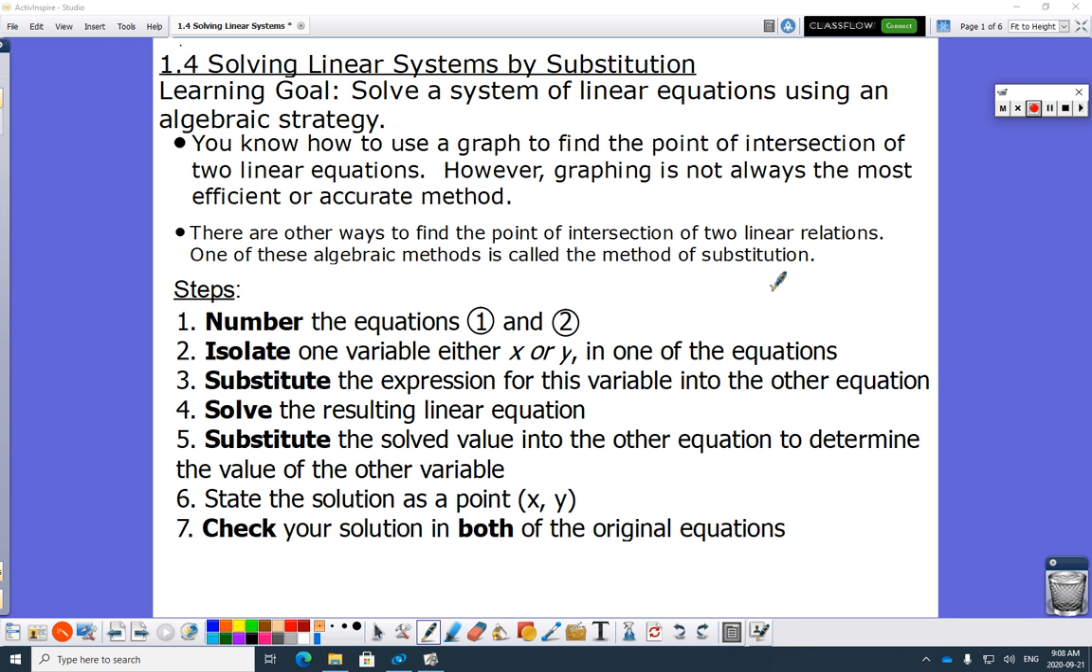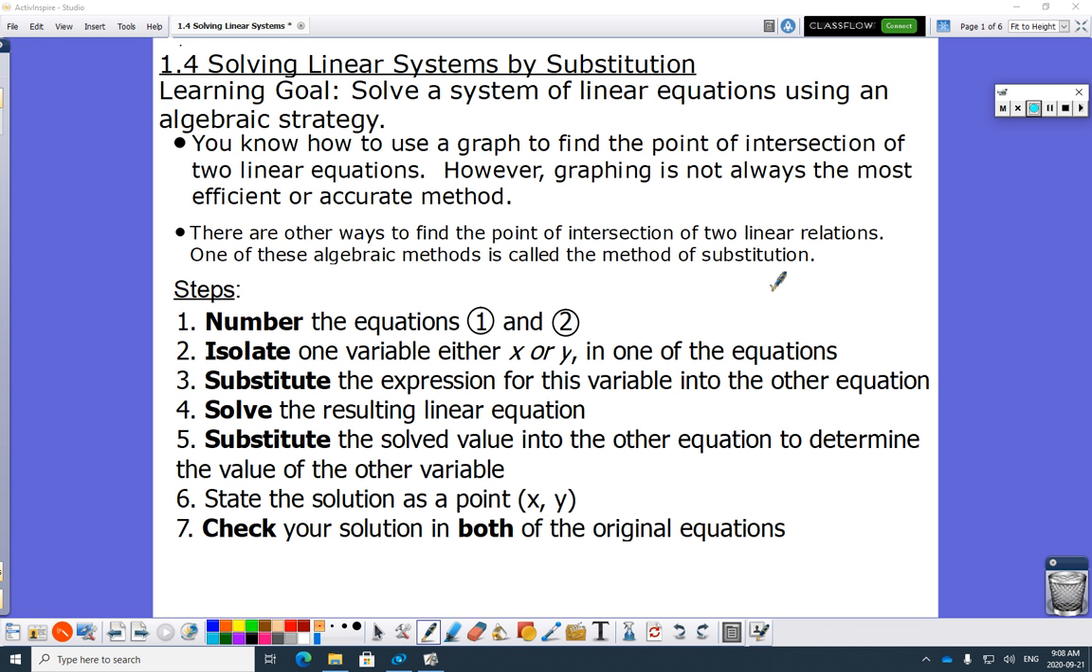And then we're going to substitute. So substitute is replacing. So wherever you see an x, you put the equation, or if you choose y, you put the equation in for that. So then that's going to get rid of the other variable in the equation. So now we'll only have one. So we'll either have an equation for x or an equation for y. So you'll get x equals or y equals, doesn't matter.